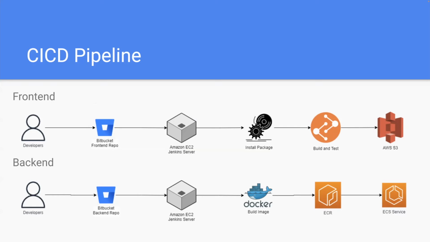Similarly, once the backend pipeline is triggered, firstly, new code will be pulled. Secondly, a new Docker image will be built, and then Jenkins pushes the new image into AWS ECR. Finally, it updates the ECS service to deploy the changes.